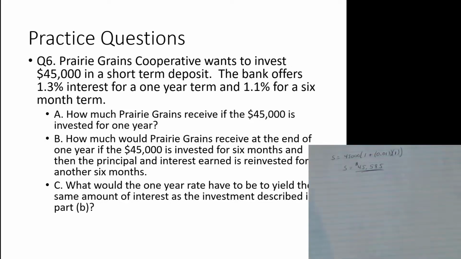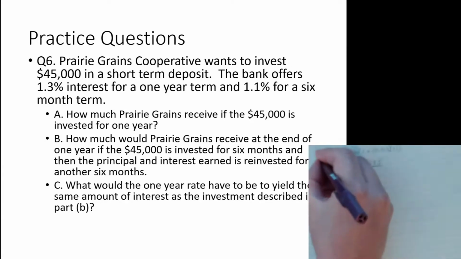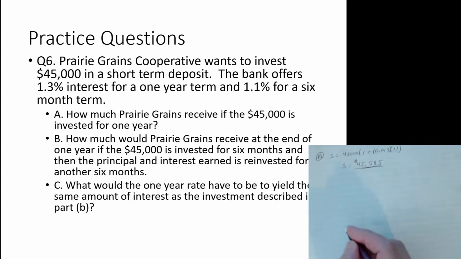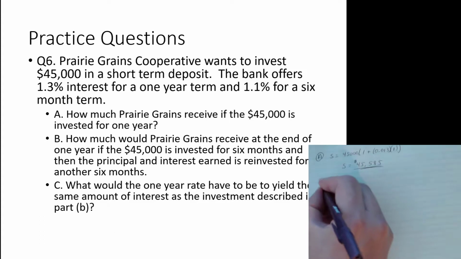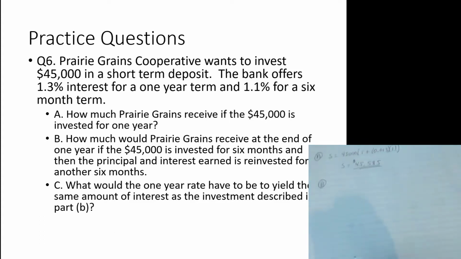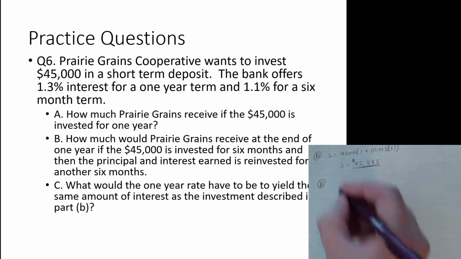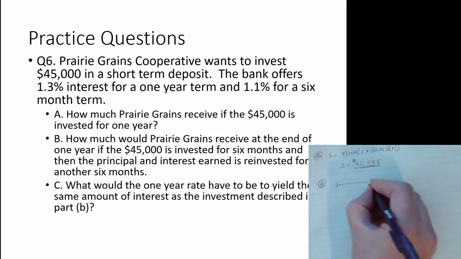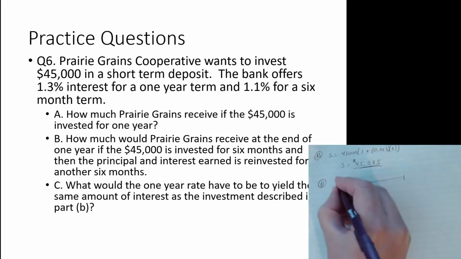Okay, so we've got that answer, and that's for part A. Now, part B asks, how much would Prairie Greens receive at the end of 1 year if the $45,000 is invested for 6 months, and then the principal and the interest earned is reinvested for another 6 months? Okay, so let's just do a little timeline here, and we'll see what's going on.